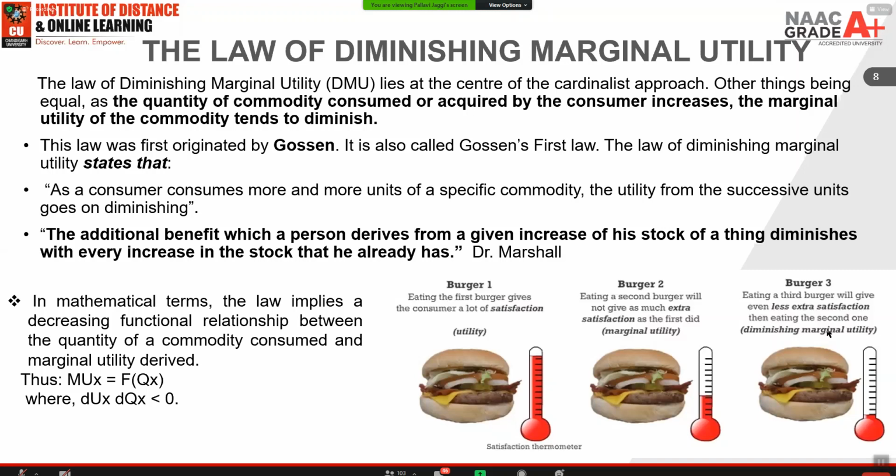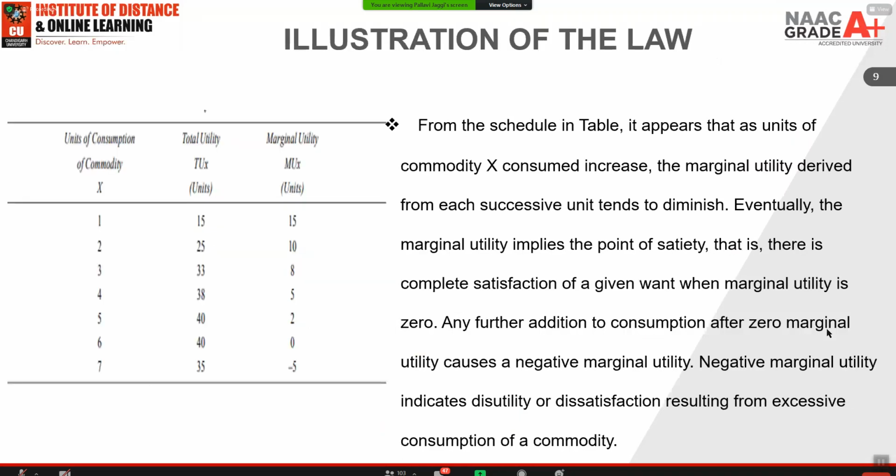We can get an idea from this law that as we start consuming more and more units, the marginal utility derived from every unit must decline. It is very natural to happen in all cases, be it goods or services. You can see from this illustration in the table that we are given commodity X: 1, 2, 3, 4, 5, 6, 7. The total utility is 15, 25, 33, 38, 40, 40 and 35.